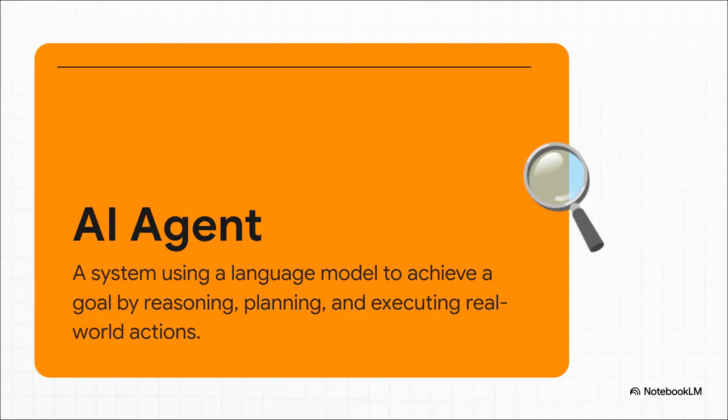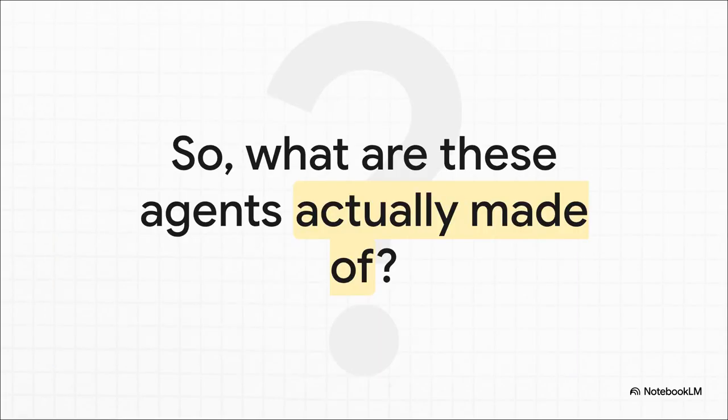So, what is an AI agent really? Here's the official definition. It's a system that uses a language model to hit a goal you give it. But pay close attention to the verbs here. It's not just about responding. It reasons, it plans, and most importantly, it executes actions out in the real world. It's an active player, not just a passive source of information. Which, of course, brings up the million-dollar question, right? If these agents are so much more than just a language model, what are they actually made of? What's going on under the hood?